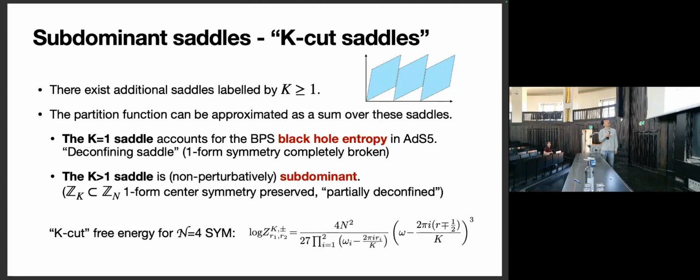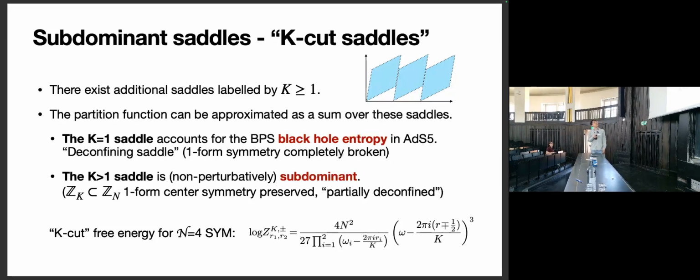Another thing is that there's also a subdominant saddle in our matrix model problem that is labeled by this integer k. And this k equals 1 saddle is our saddle that is responsible for the BPS black hole entropy. That k equals 1 saddle means there's only one parallelogram, and that breaks the one-form symmetry completely. So it's like describing the deconfining phase, where the one-form symmetry is spontaneously broken.